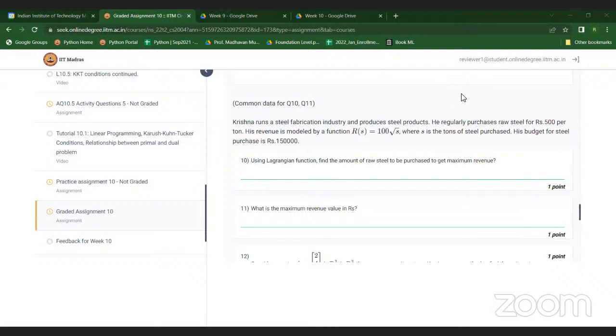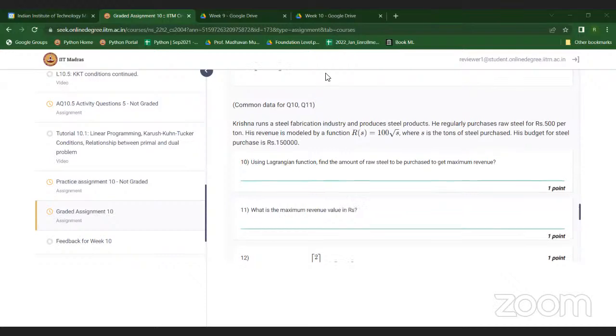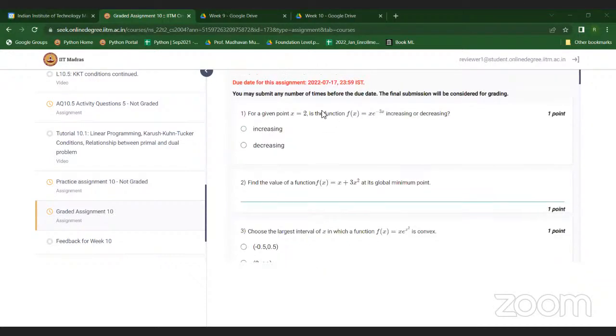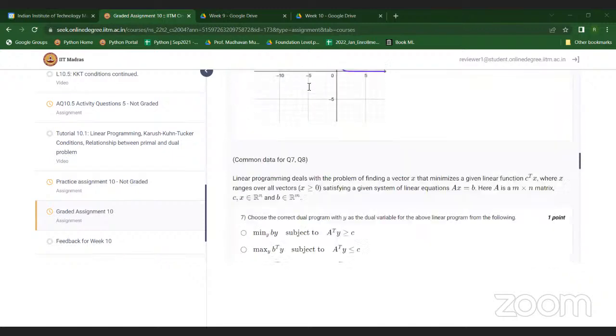Sir, can you show the solution once for this graded assignment 10th? Graded assignment we cannot be discussing, sorry. No, just you said some procedure for this problem.